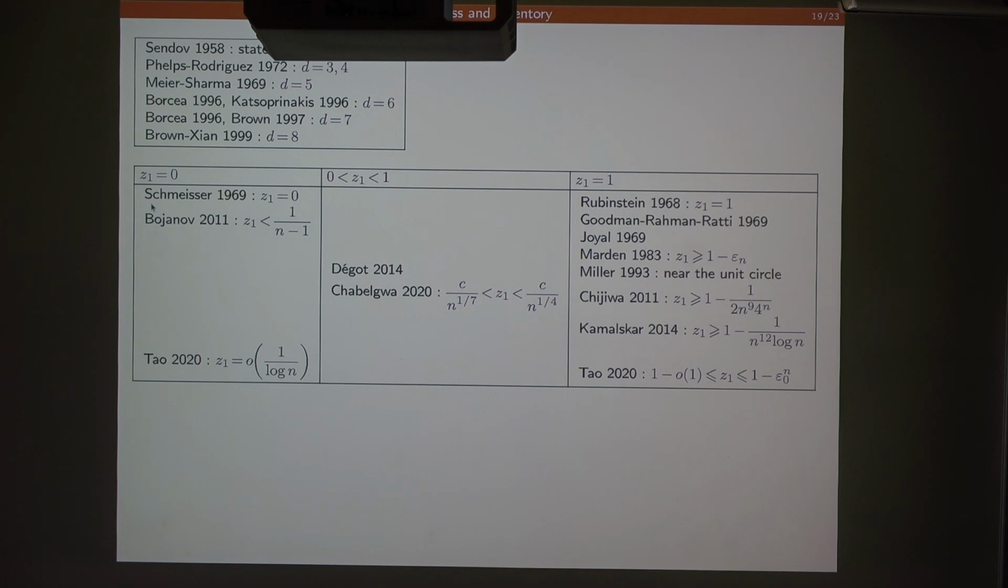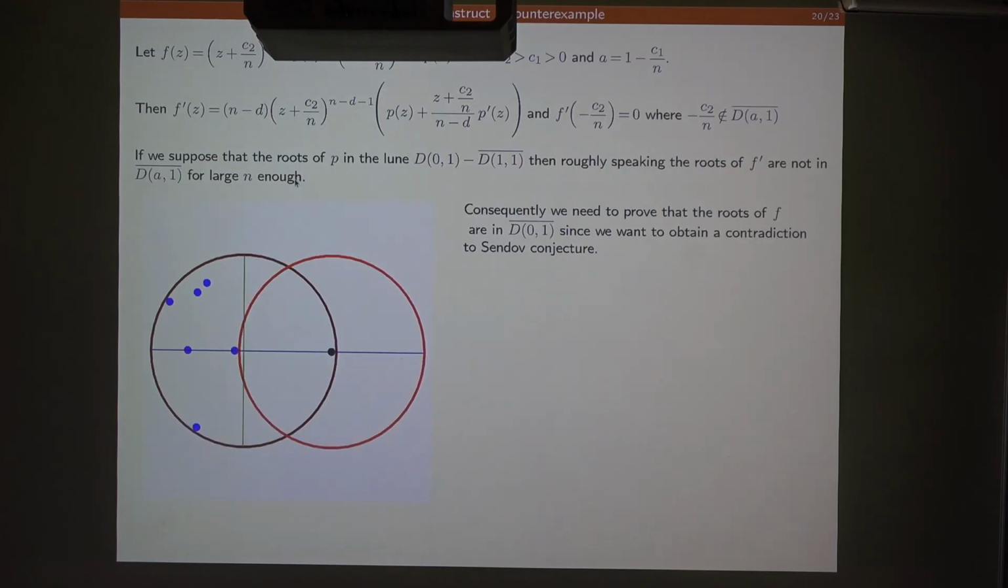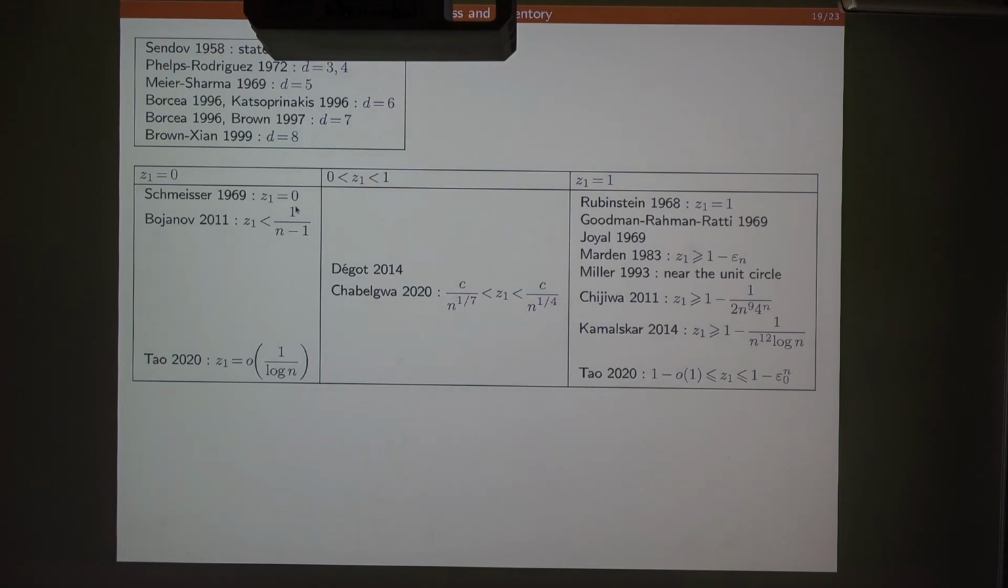There are three regimes for the conjecture: when Z1 equals 0, when Z1 is between 0 and 1, and when Z1 equals 1. And there is progress on this conjecture in these three regimes. I have one minute, and I finish.